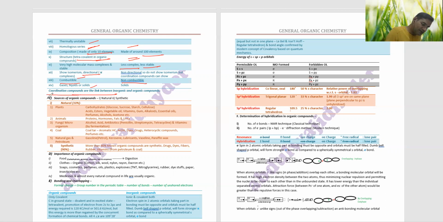Now see the source of the organic compounds. This is all we have not done in NCERT. In NCERT, all these things are not there, but questions are there from all this. So I'm teaching you this all from my personal notes.